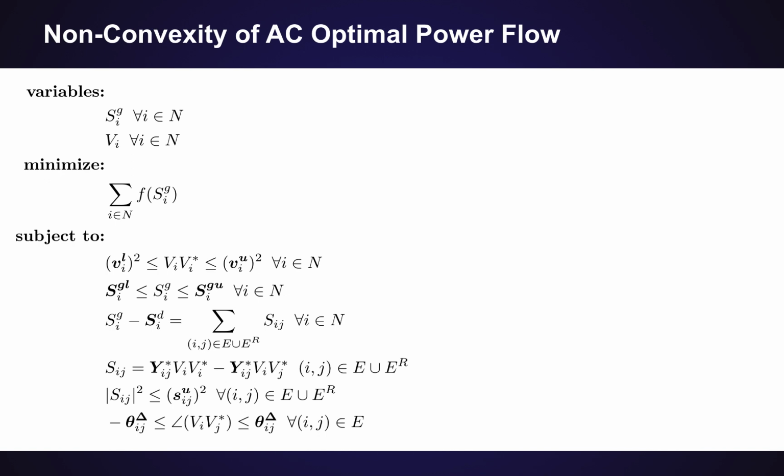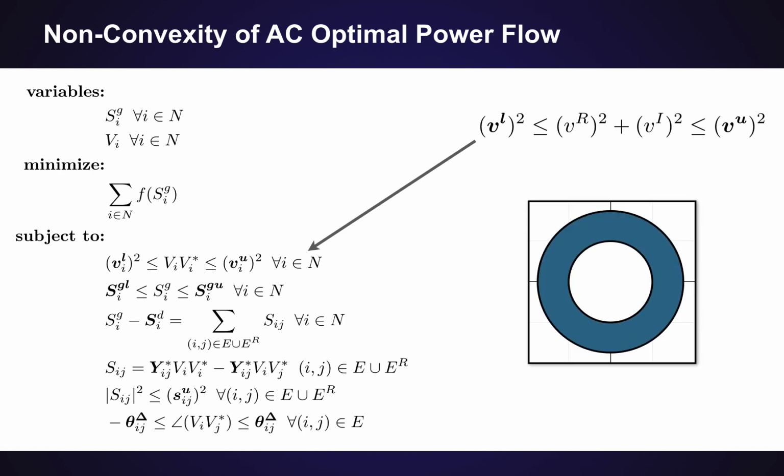When we look at this problem, one place where a non-convexity occurs is in this voltage magnitude constraint. When you write this out in real variables, you have these squared terms in the real and imaginary part of the voltages. When we draw this constraint in the 2D plane, we get this donut shape, where the outer circle is the upper voltage bound, and the inner circle is the lower voltage bound. It is clear that this lower voltage bound introduces a non-convexity because it causes this hole in the feasible space. The feasible space here is really the blue part of that picture.